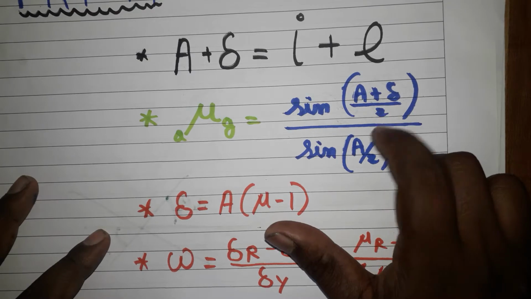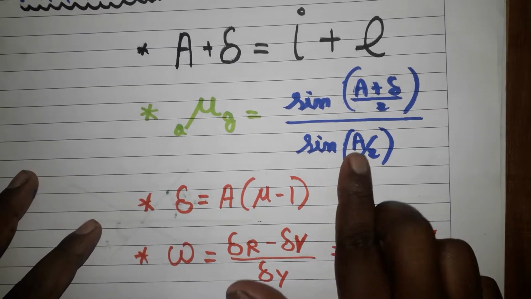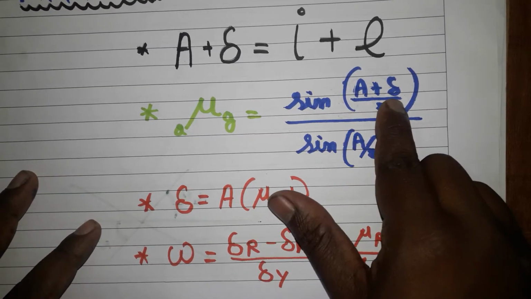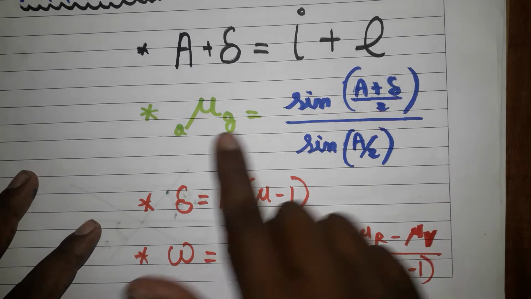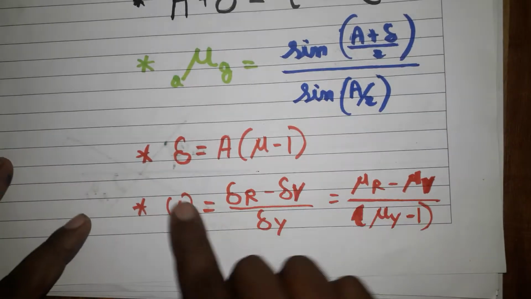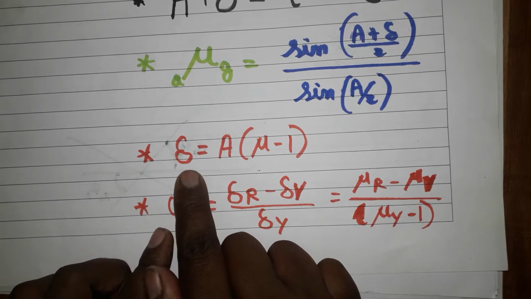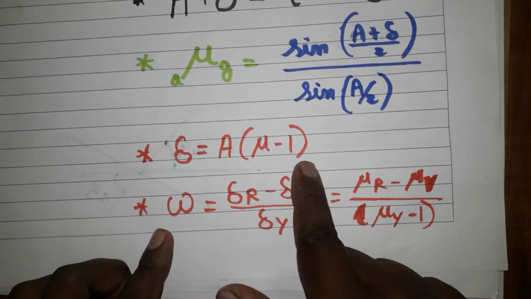That's going to be sin of (A plus deviation) divided by 2, divided by sin A by 2. A is called the angle of prism. Deviation is going to be the minimum deviation. It's called the refractive index. And again, this is the angle of deviation. When the prism is thin, the angle of deviation is equal to the angle of prism times (refractive index minus 1).